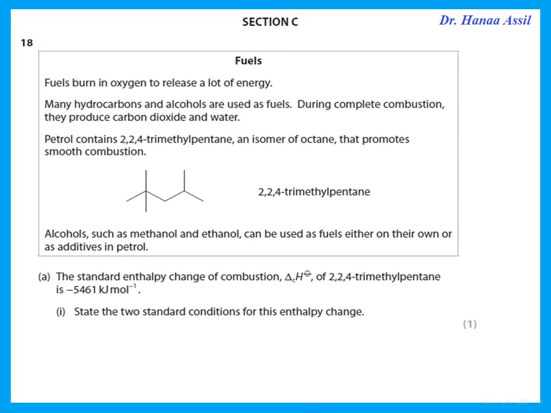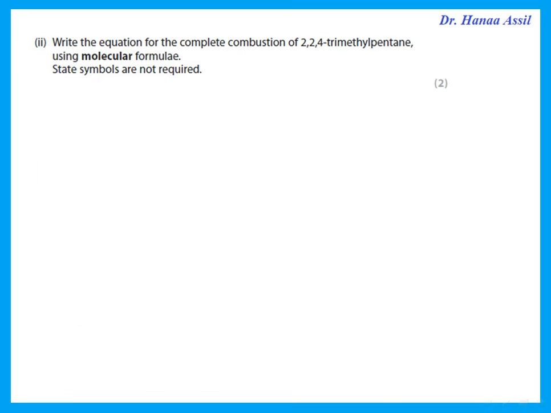So the first question says, he gives me the standard enthalpy change of combustion, and he's saying first state the two standard conditions for this enthalpy change. When we say this is the standard enthalpy change of combustion, what are the standard conditions? You should remember that standard conditions are pressure is 100 kilopascal or 1 atmosphere, and the temperature is 298 Kelvin or 25 degrees Celsius.